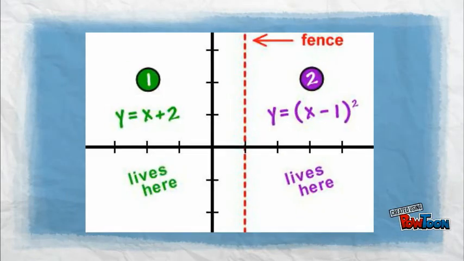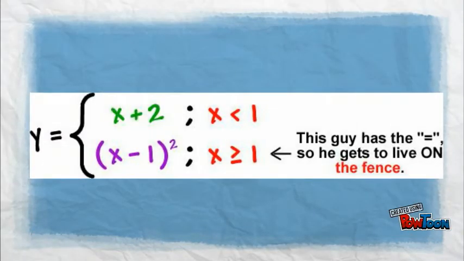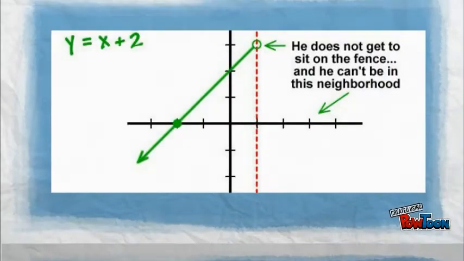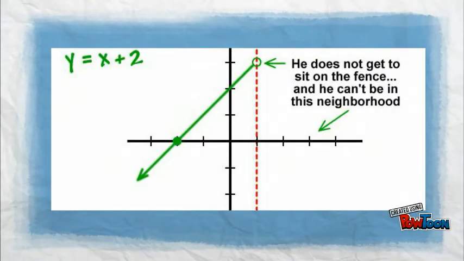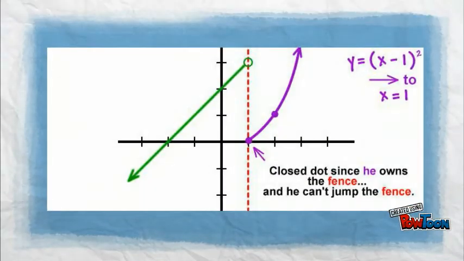It's in two pieces, so each piece must live only in its own neighborhood. So let's put up a fence, so we don't have any problems with the other neighbors. Next, we just need to figure out who the fence owner is. This guy has the equal sign, so he gets to live on the fence. Let's graph part, or neighborhood, number 1. He doesn't get to sit on the fence, and he can't be in this neighborhood. Now let's graph neighborhood 2. Closed dot since he owns the fence, but he can't jump to the other side.